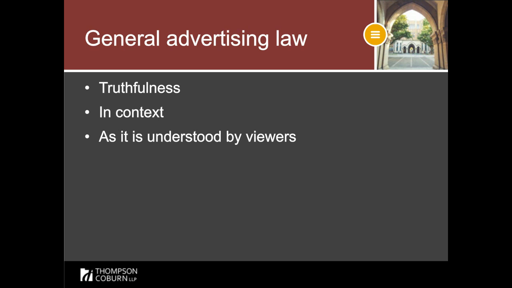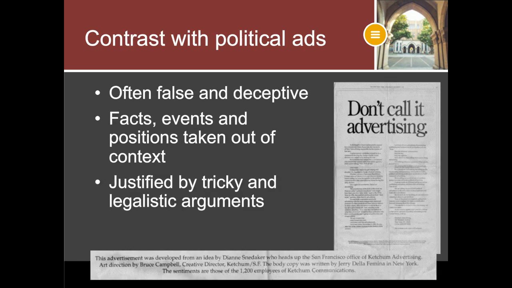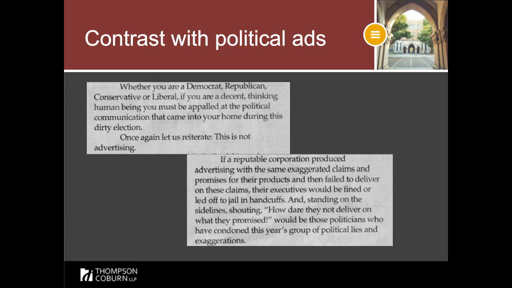Now, I think there are some misconceptions about advertising law, and part of it is because of the environment we all live in. We see these political ads that are often deceptive, out of context, tricky. I love this full-page ad from the New York Times that ran actually in ancient times, I think in 1992. And Ketchum Advertising in New York took out that ad and said, "Don't call it advertising," pointing out how political ads are so far afield.